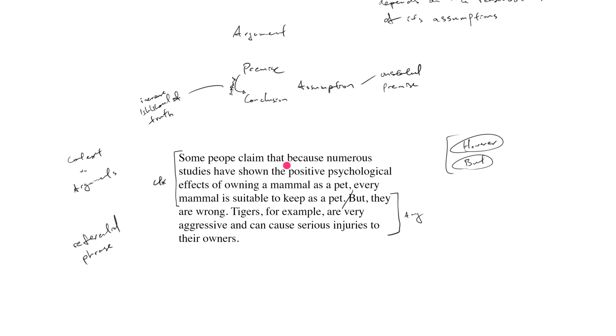Some people claim that because numerous studies have shown the positive psychological effects of owning an animal as a pet, right? Some people are using this claim as their premise to support this conclusion. They think this. This is a terrible argument for the reasons we've already discussed, at least abstractly. The reasons we discussed is because the assumption that this argument makes is huge and totally unreasonable. So this other people's argument is a terrible argument. But we don't have to go into that.